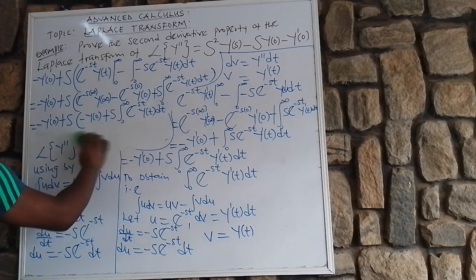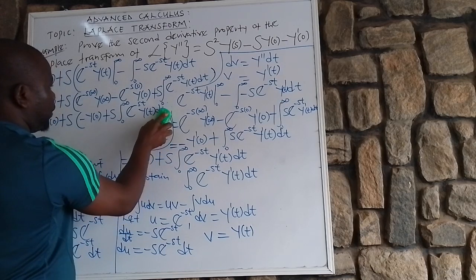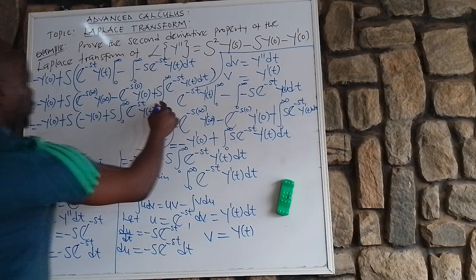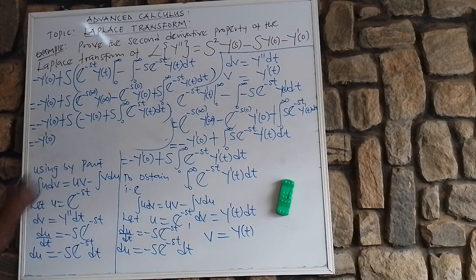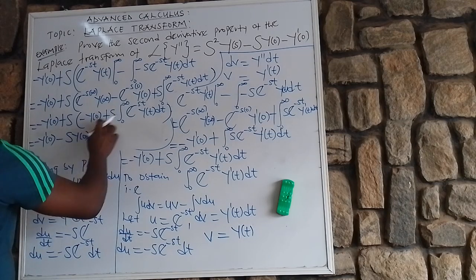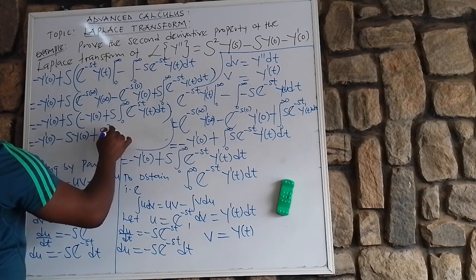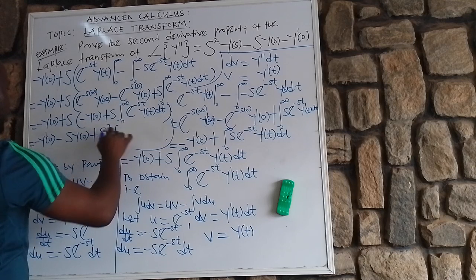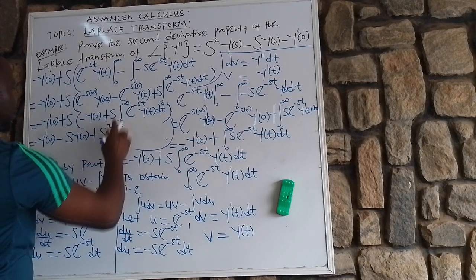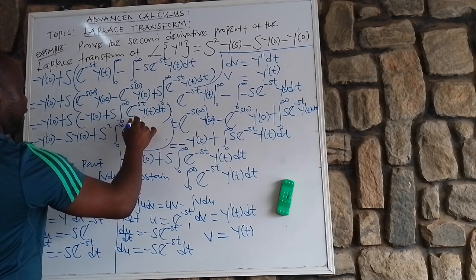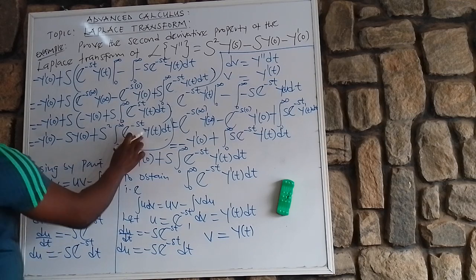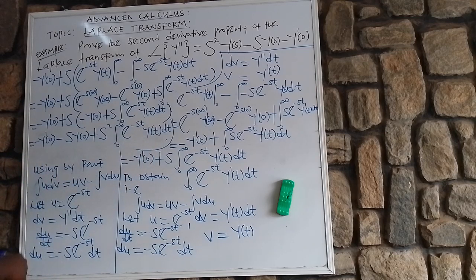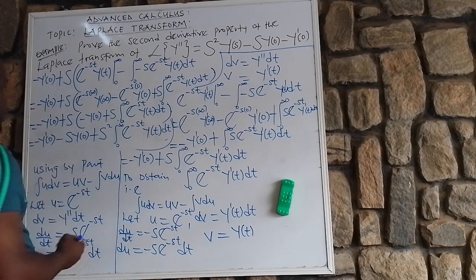So can I clean this part? Let's do it this way. Mind you, put the brackets. So we multiply out. So this is minus y prime of 0. This one times this is going to give us minus s y of 0. Then this one times this, we're going to give us s squared integral 0 to infinity exponential minus st y of t dt. So mind you, this is your Laplace of f of t. I told you before we started.